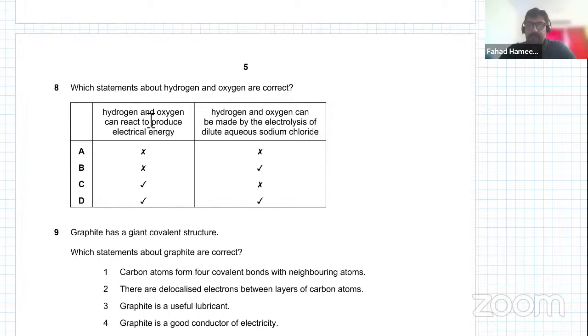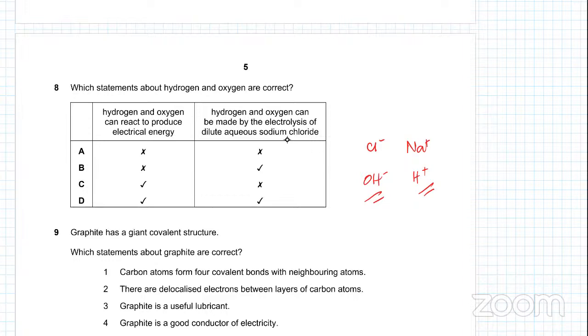The hydrogen-oxygen fuel cell, right? Yeah, and D is also correct, because hydrogen and oxygen can be made by the electrolysis of dilute aqueous NaCl. In dilute solution, at the cathode you've got Na+ and Cl-, or water, so there's H+ and OH-. And so it's going to be H on this side, and in dilute solution it's always going to be OH- ions. Okay, next one.